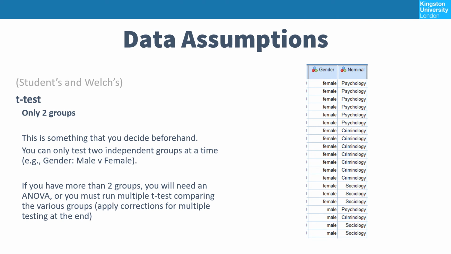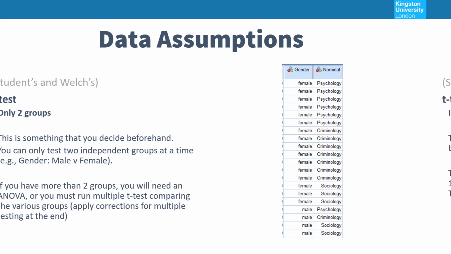With respect to the first assumption, this is quite straightforward. All the t-test really cares about is that you're only looking at two independent groups at a time. So for example, if you look at gender, it will be fine because it only is split into female and male, but it would not be okay if you have a variable that contains more than two levels. The only way you could do this is either analyze it through an ANOVA, which does allow for multiple levels, or you would have to conduct individual tests between each of the two categories, and then you would have to apply some corrections to the output because you are running multiple tests on the same data set.